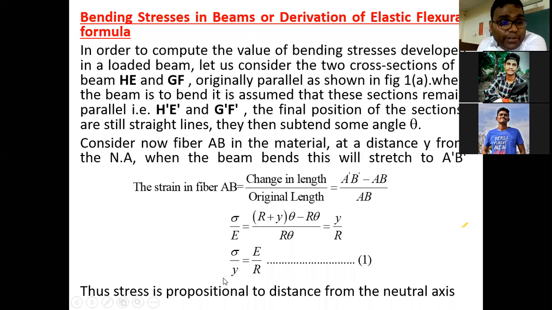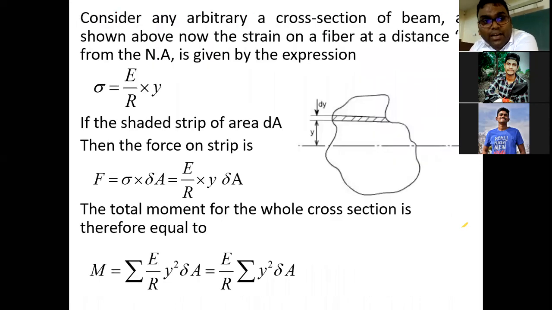Now equation number 1 becomes sigma upon y equals E upon R. Sigma y comes here, sigma upon y equals E upon R, equation number 1. So we can say the bending stress sigma is proportional to the distance from the neutral axis, because it depends on this y, and y is the distance of the filament from the neutral axis. This is the meaning of this line.